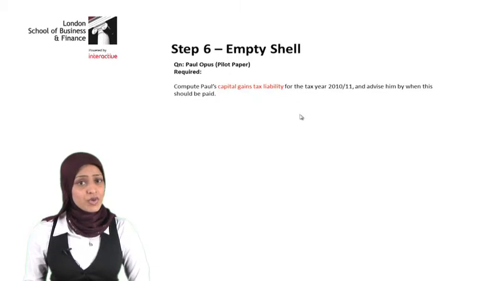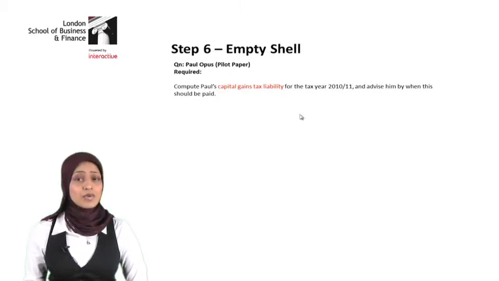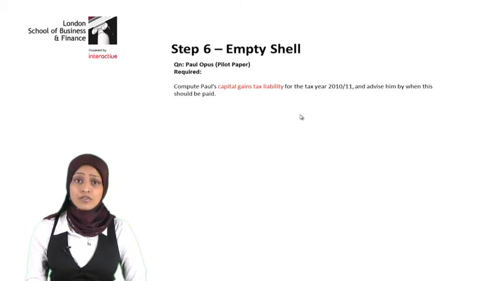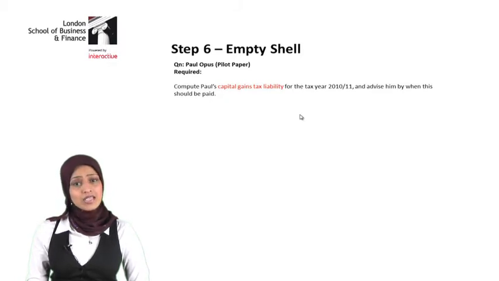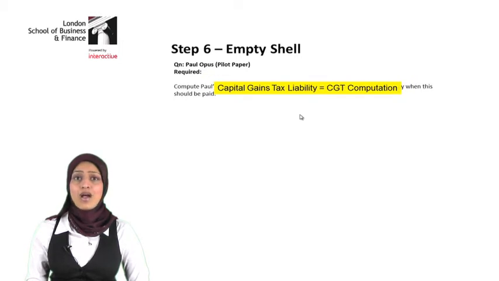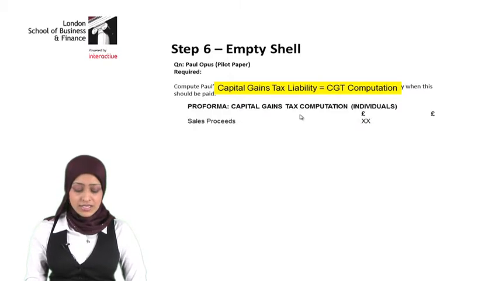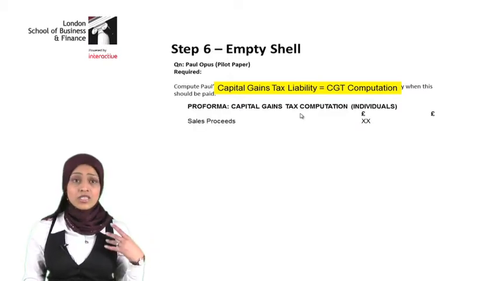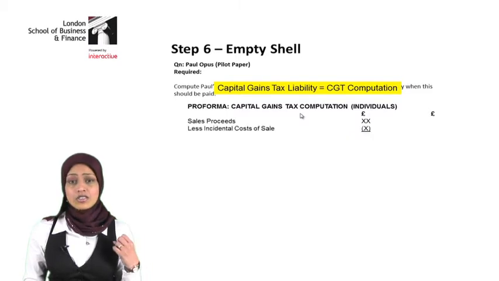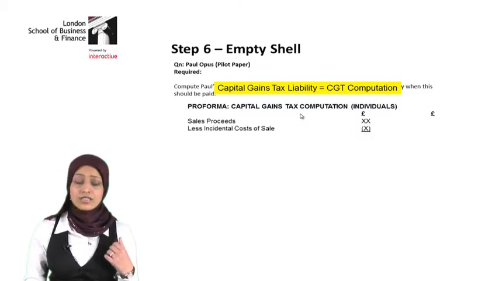I will bring in front of you another type of requirement that we have seen before, which was Paul Opus from the pilot paper. We were told to compute the capital gains tax liability. So reminding myself about the capital gains tax liability, I know I'm going to require the CGT computation. So I'll quickly remind myself of the pro forma, or the format of the CGT computation. And I see I require some sales proceeds, and if there are any sales costs attached to that, I need to deduct this incidental cost of sale to give me the net sales proceeds.